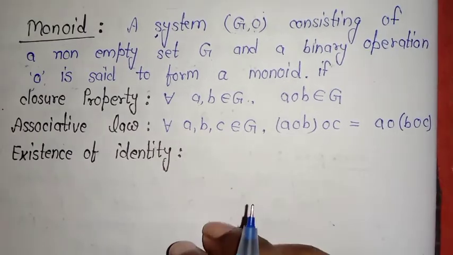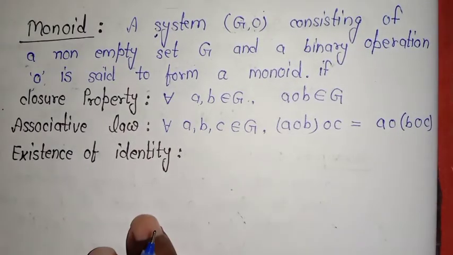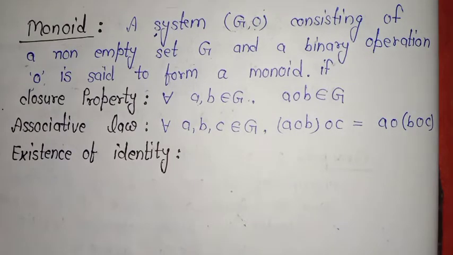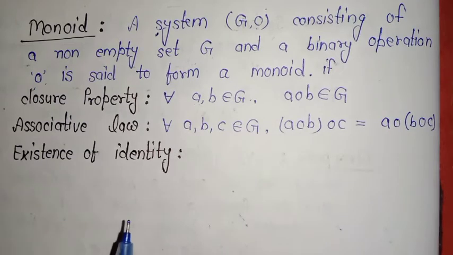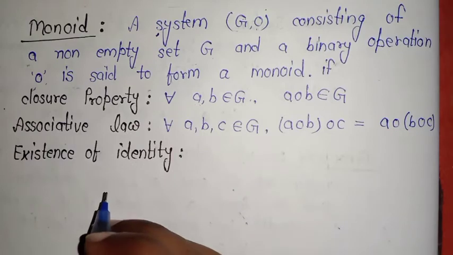What is existence of identity? Firstly, I want to tell you about the identity. An identity is that element of a set such that if we multiply any element of the set with the identity, we get the same element. So we all know about the identity.